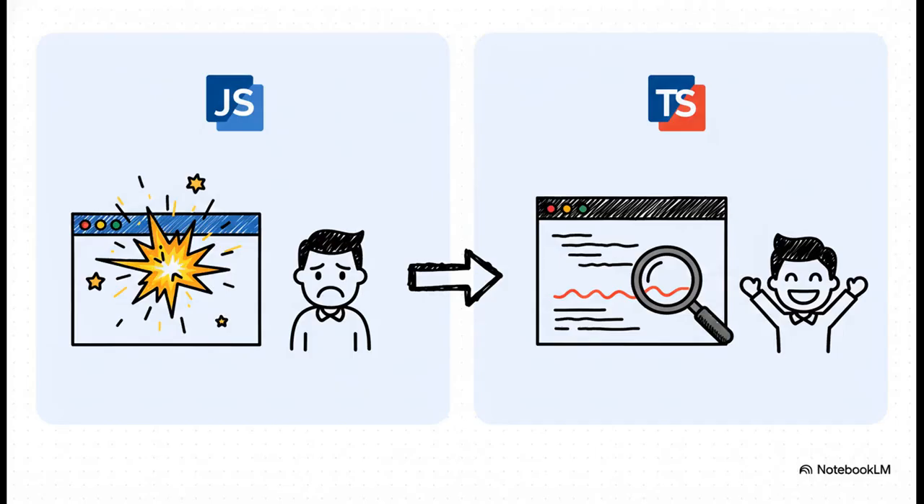And this slide really shows you the fundamental shift. With JavaScript, you find out you have a problem when the app crashes at runtime. With TypeScript, you find that exact same problem because there's a red squiggly line under your code, right there in your editor as you're typing. The difference is absolutely night and day.